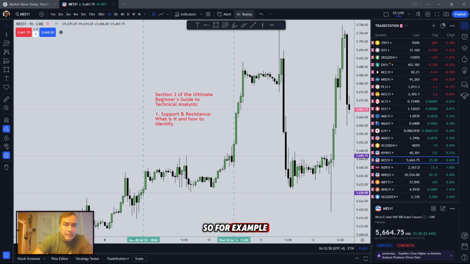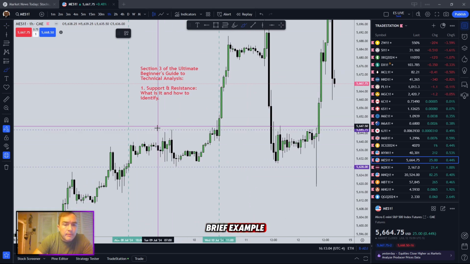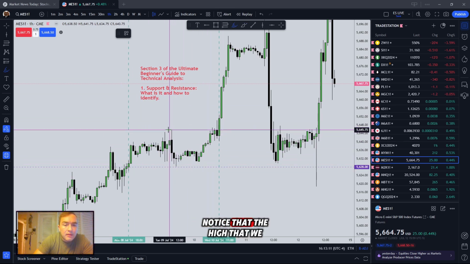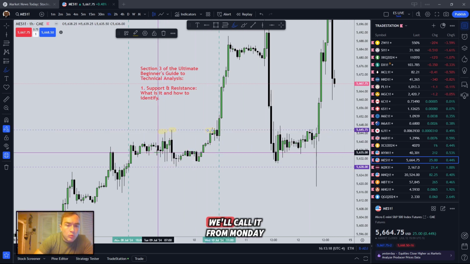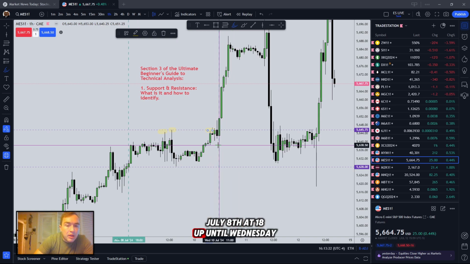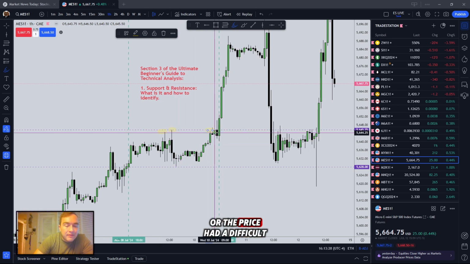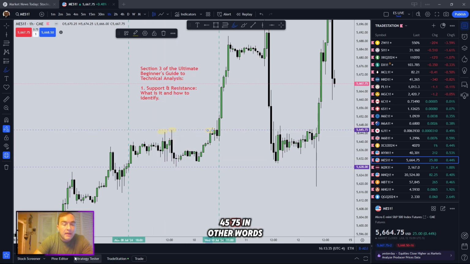I think the easiest way to demonstrate support and resistance is just to show a brief example. We take the example of our price action here located within this square. Notice the high that we formed there at 5,645.75. For a period of time, we'll call it from Monday the 8th of July at 1800 until Wednesday the 10th of July at 1100, the price had a difficult time going above 5,645.75. In other words, price is resisting going higher than that price point. That is basic resistance.